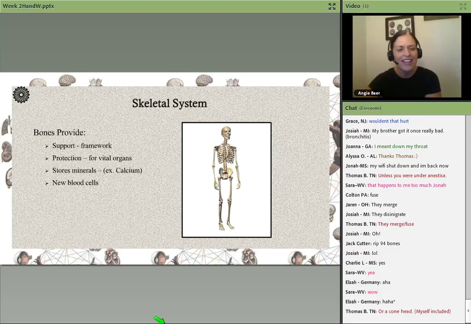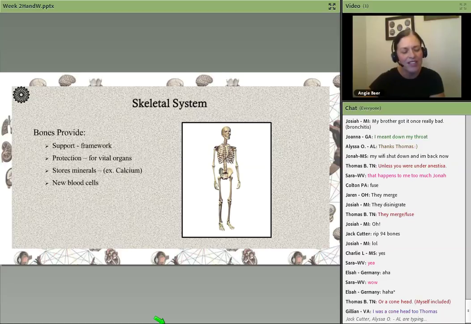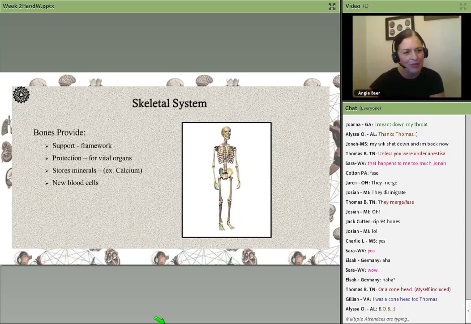So what do bones provide? They are a framework. They provide support for your body. Without that, you'd be a big blob, right? It's protection for your vital organs. Obviously, your heart and your lungs are very soft organs, and they need to be protected by your rib cage.